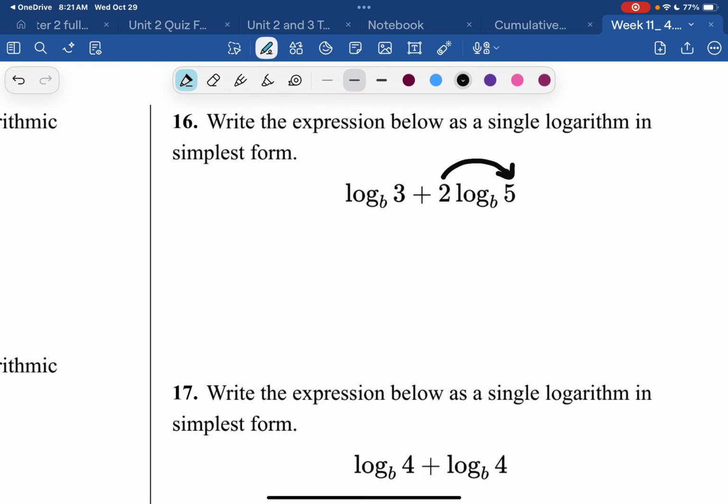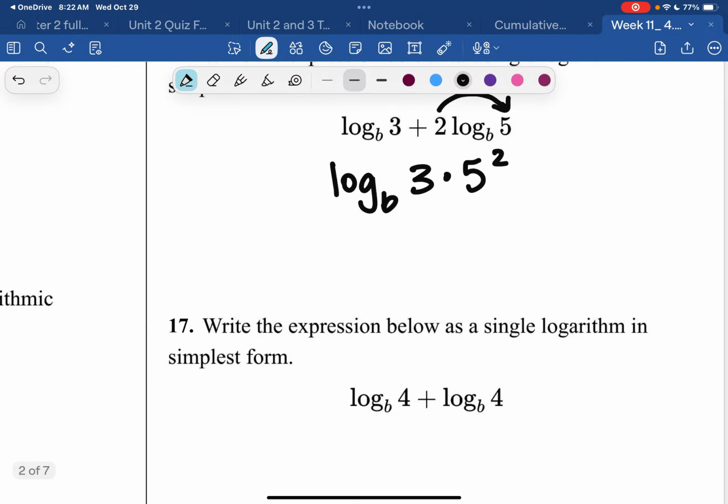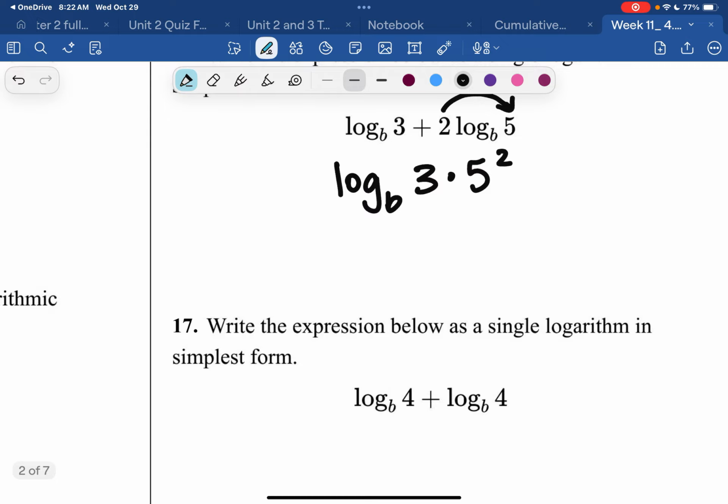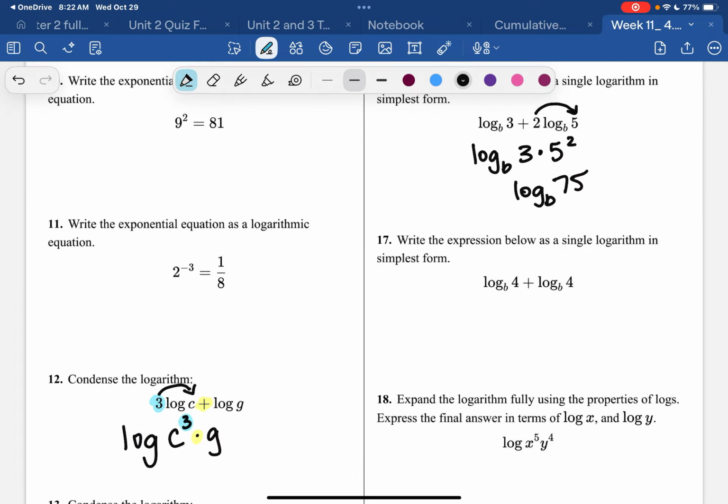So numbers in front become exponents. So it would be log base B of 3 plus goes with times 5 to the 2nd. And you would actually have to work that out. 5 to the 2nd is 25 times 3. So that section, you do need to simplify the number.